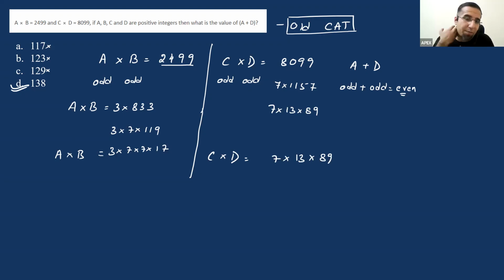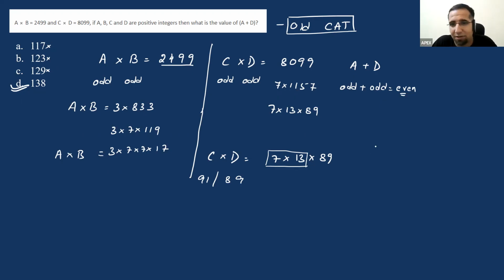Now I want the value of A plus D. Now let's try to go by options. That's the best part, to go by options. Okay. So the best possible combination of C and D is that one number can be 91 and the other number can be 89. Clear, right?